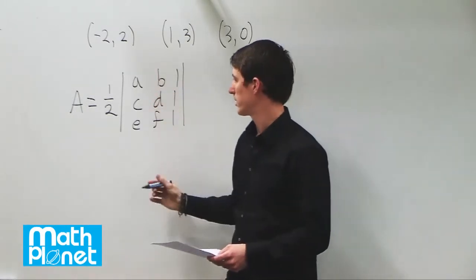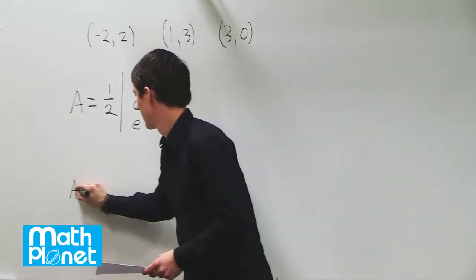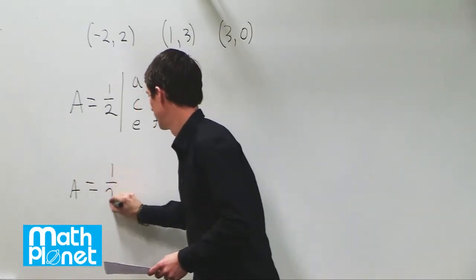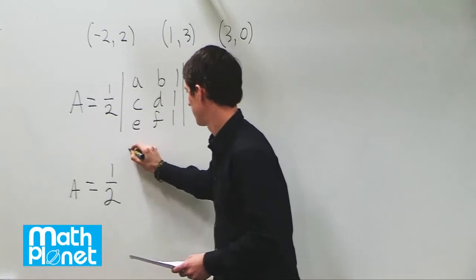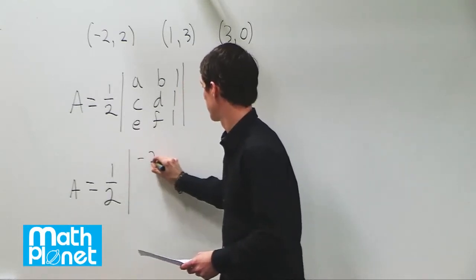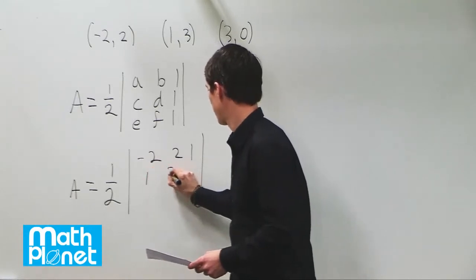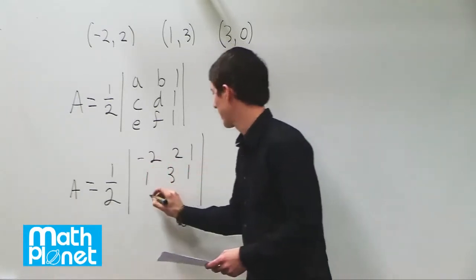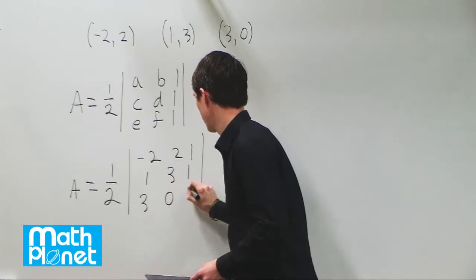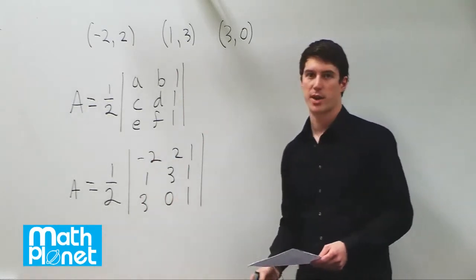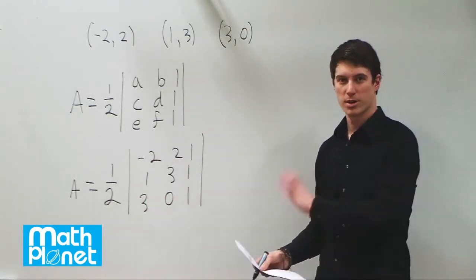So if we plug those in, then we get area equals 1/2, -2, 2, 1, 1, 3, 1, and 3, 0, 1. Great. So now we can find the determinant of this, and that's what our final answer is going to be for the area.